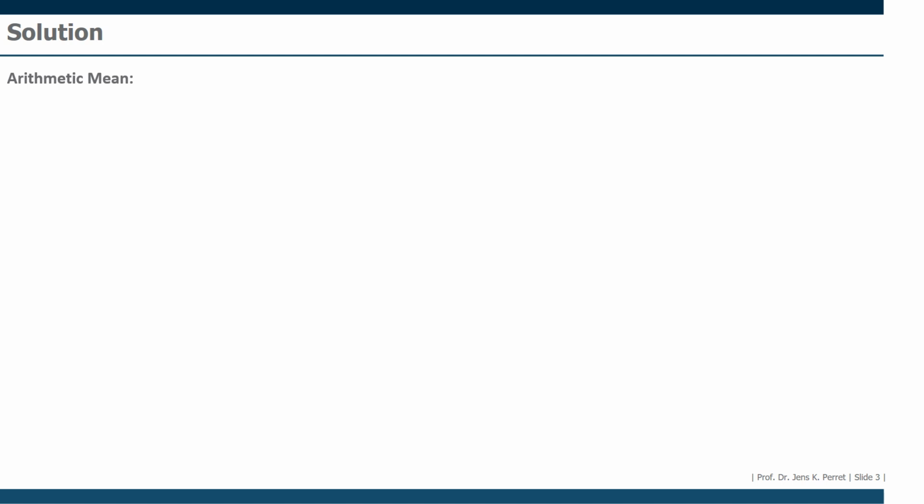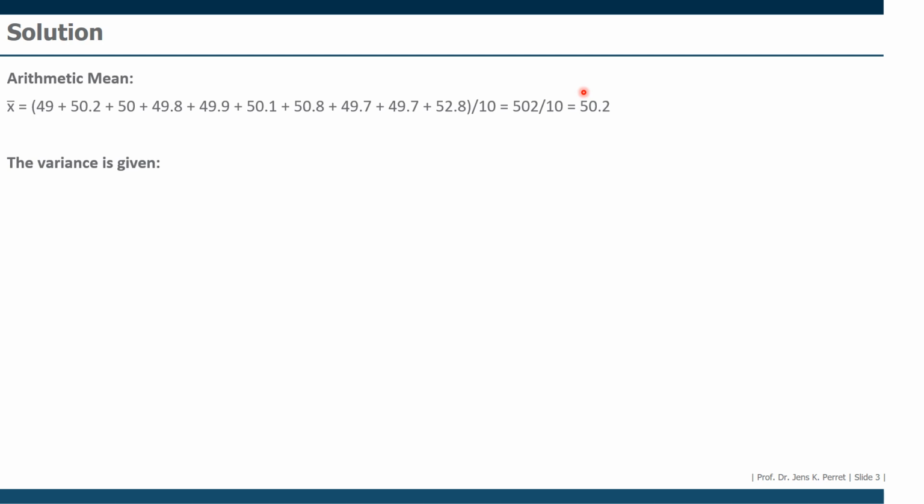As the arithmetic mean, we're simply going to add up all the values and divide them by the number of observations, yielding a result of 50.2 centimeters. That's the value we're later going to compare with the reference value, the test value of 50 centimeters. We also know the variance or the standard deviation, so this one is given here. The only thing missing is our reference statistic, our quantile of the respective distribution.